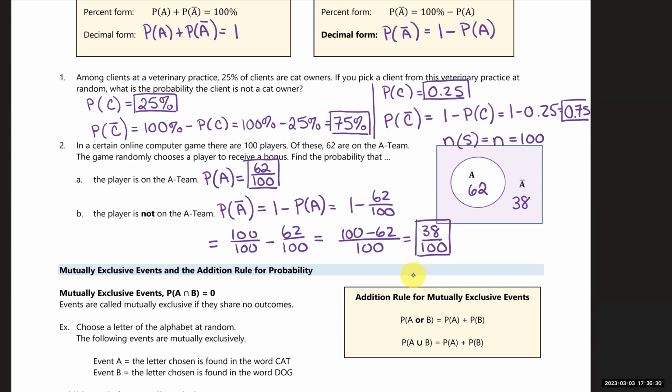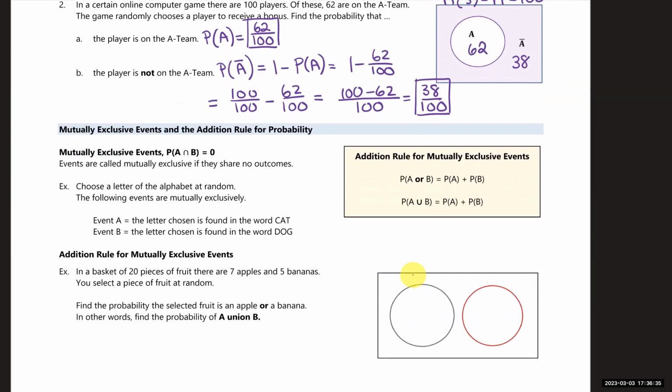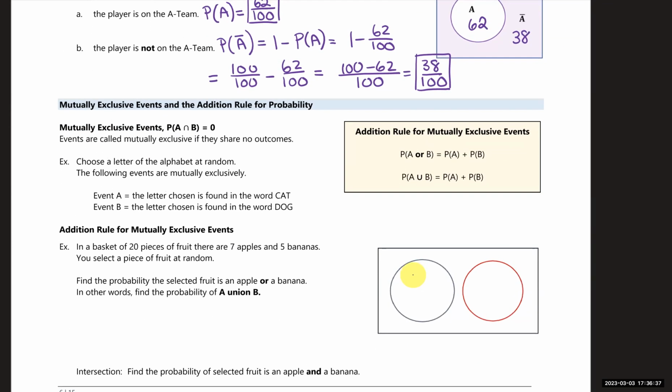Okay, so let's go to the actual addition rule for probability. We'll talk about first using the addition rule for what we call mutually exclusive events. So, definition here: events are mutually exclusive if they share no outcomes. In other words, the intersection of the sets will be 0. So there will be nothing in common in the two events. And here's an example.